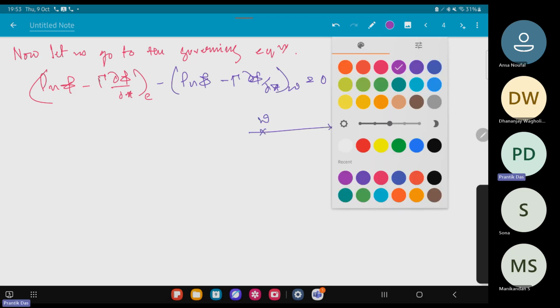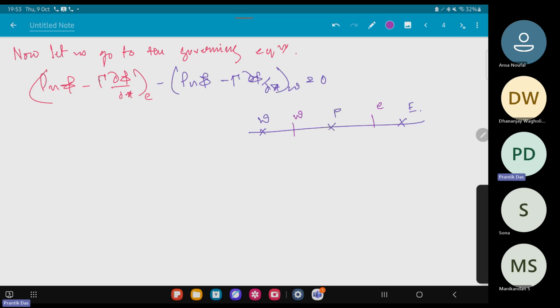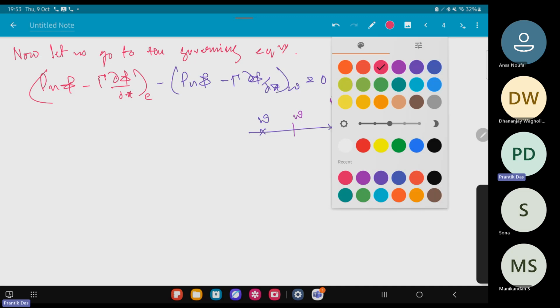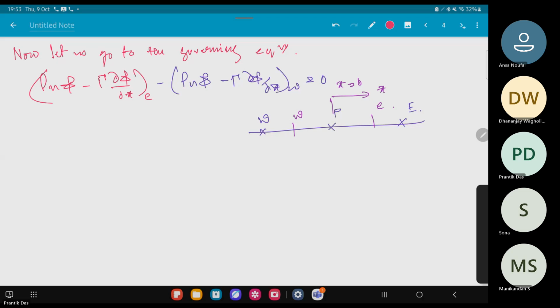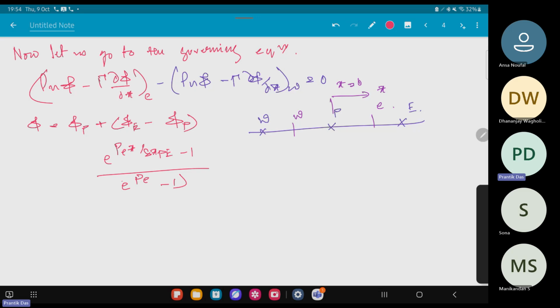As you all know, this is small w, this is small e, and x equal to 0 starts from here. The x goes positive in the right hand side direction, whereas it is negative when it goes to the left hand side direction. Then phi is equal to phi p plus phi e minus phi p, exponential of Peclet_e times x by delta x e, minus 1, divided by exponential of Peclet_e minus 1.